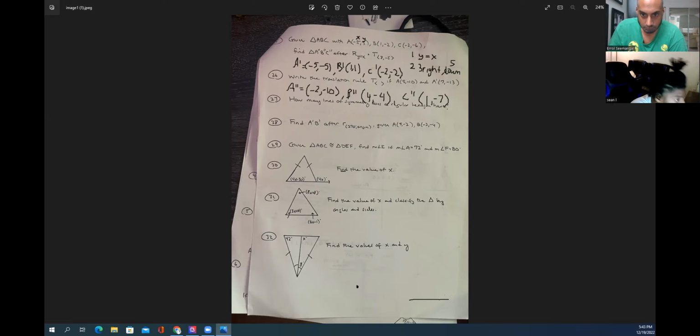So the next one, number 26: write the translation rule T if A is that and A prime is that. Oh, okay, this one's simple. Just find the difference between 5 and 7. That would just be 2. And then what's -13 minus -10? It would be -3, right? Hold on, let me write it.